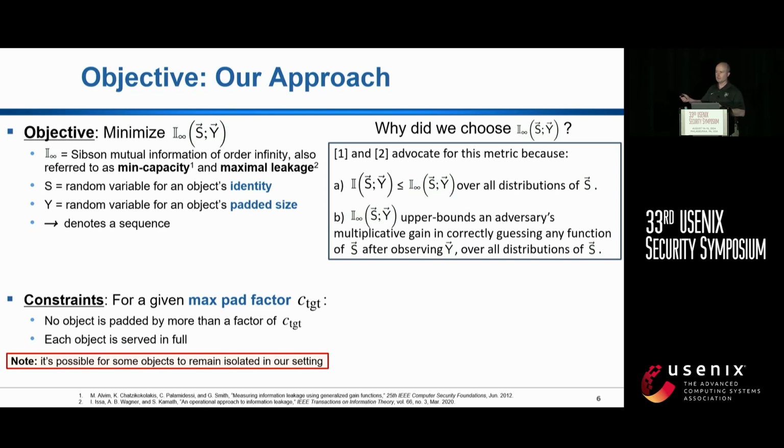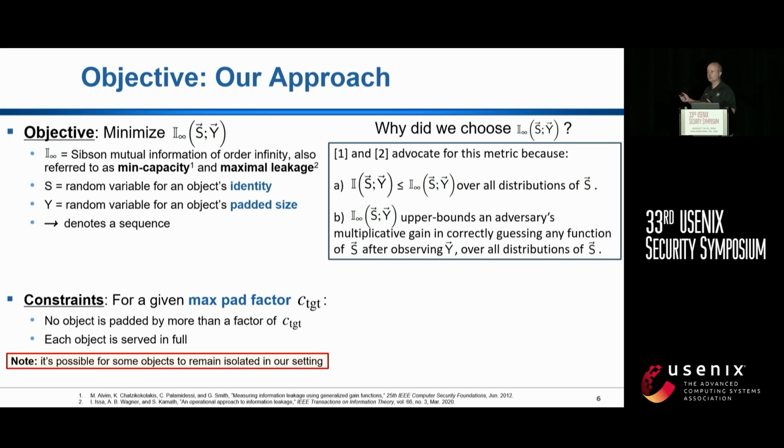Now, note here that because of this C target, this maximum padding factor, it's possible for some objects to remain isolated in that if there's no other object to which they could be padded because of this constraint, then they would just be outed by their size when retrieved.